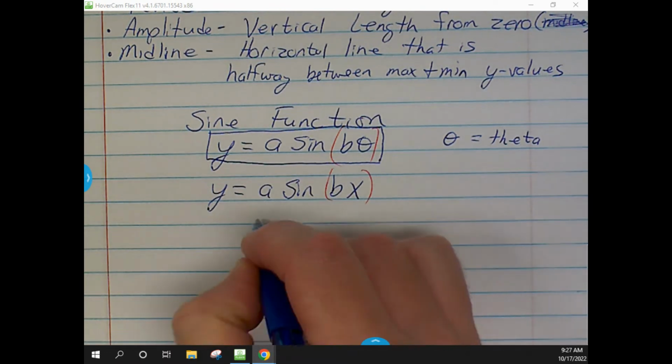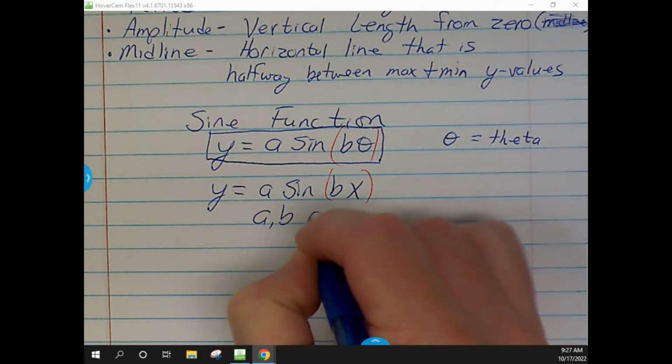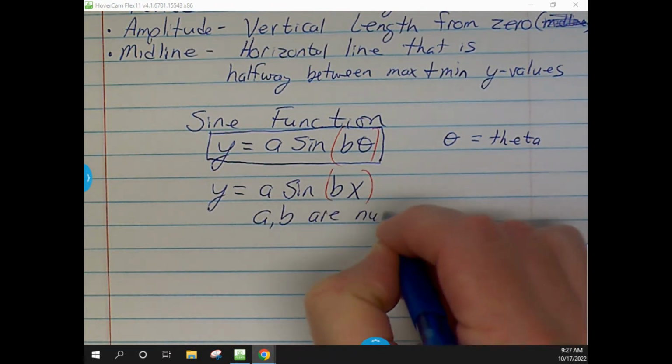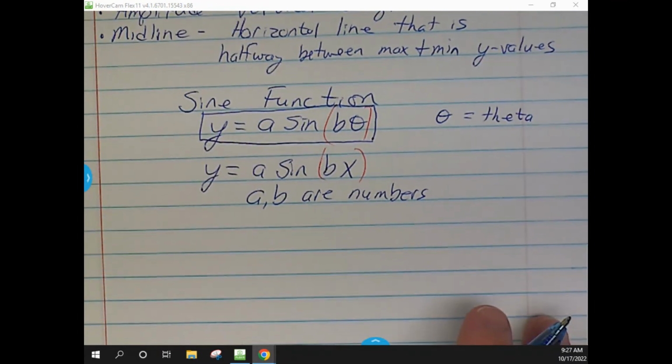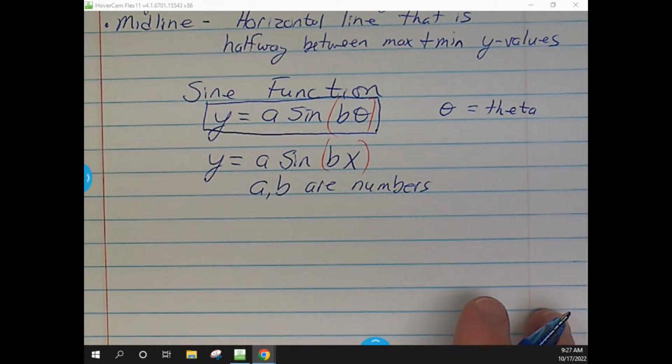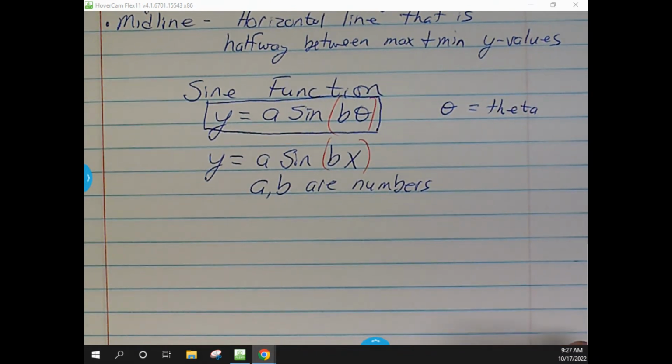Okay, so when we're talking about the a and the b in this case, a and b are just numbers. They're coefficients. Now, they might be real numbers, rational numbers, or irrational numbers. Most of the time, they're going to be just regular integers of some kind. They might make them something else, but most of the time, a and b are going to be integers.